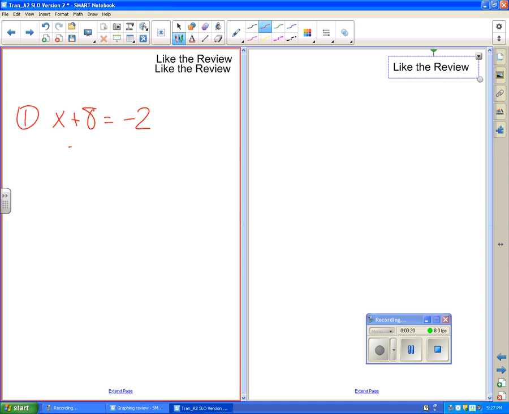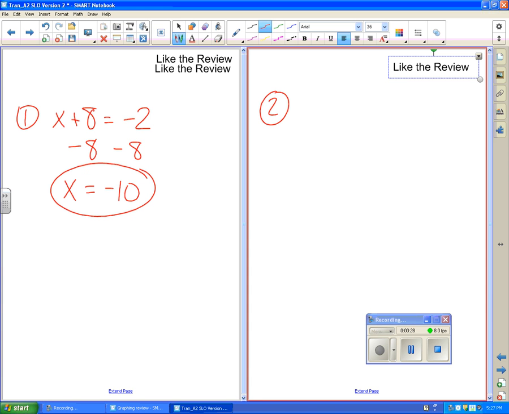We're solving for x, so we're going to subtract 8. Get x equals negative 10. We're going to add 5 to both sides. We're going to divide by 2. Get x equals 15, 18.